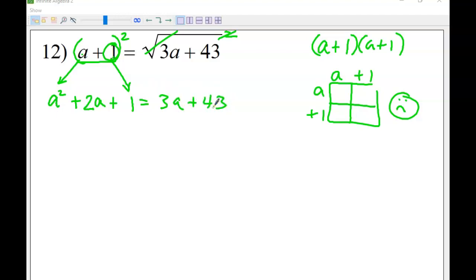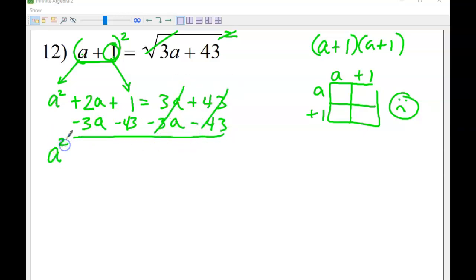Okay? But once again, you'll notice that we have a quadratic situation again. I've got an a squared and a's. So when that happens, the way that we solve for a is we move everything to one side. So I'm going to move these two numbers off the right side and onto the left side. So bring down the a squared. 2 take away 3 is negative 1a. And 1 take away 43 is negative 42.